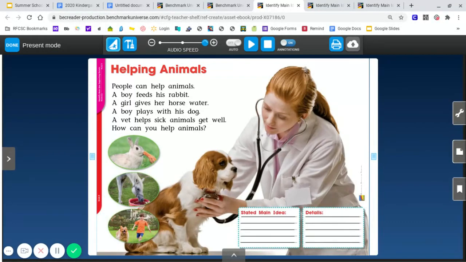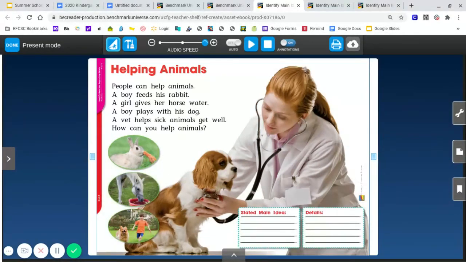Helping animals. People can help animals. A boy feeds his rabbit. A girl gives her horse water. A boy plays with his dog. A vet helps sick animals get well. How can you help animals?